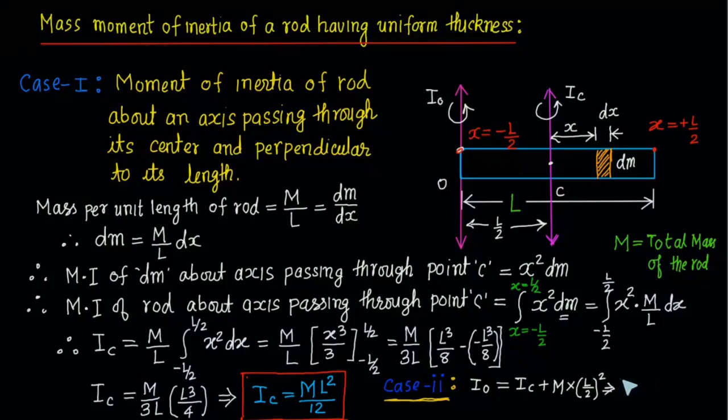So if you simplify this, friends, you will get IO, the moment of inertia of the rod about an axis which is touching one of the ends of the rod. IC is nothing but ml square by 12, and this is going to be ml square by 4. So ml square by 12 plus ml square by 4, so it is ml square by 3. So like this you can find the moment of inertia about this axis.